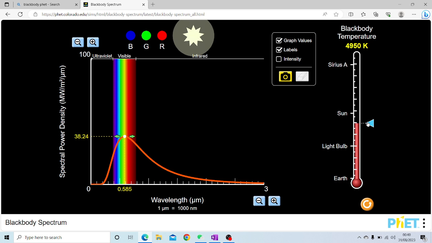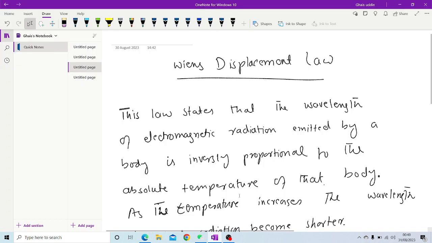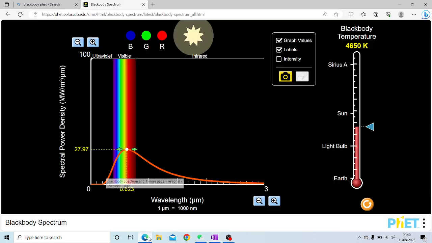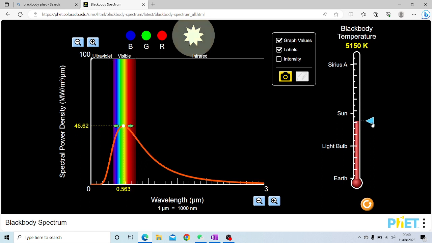So what does Wien's law tell us about this graph? The lambda max associated with each temperature is inversely proportional to the temperature. This means that as we increase the temperature like this, the wavelength is going to be shorter and shorter.